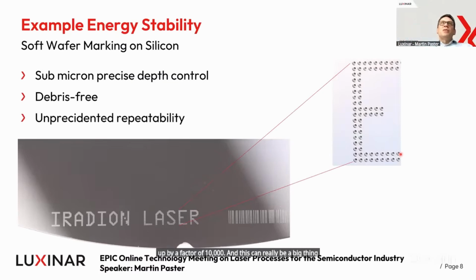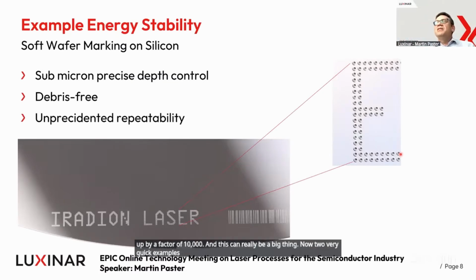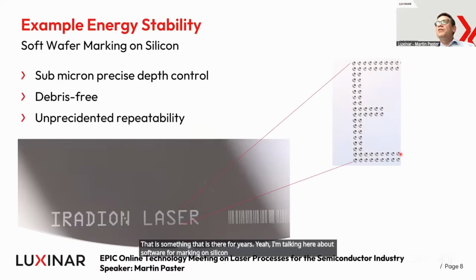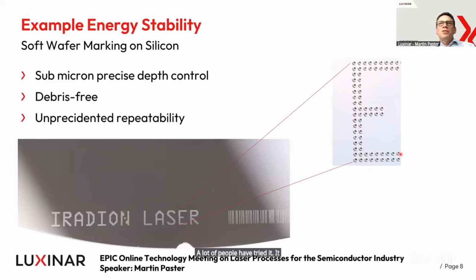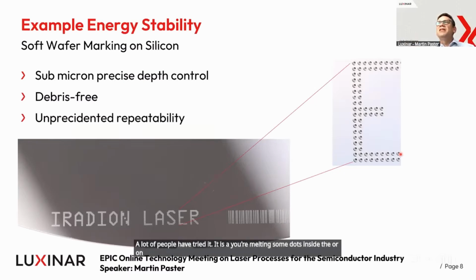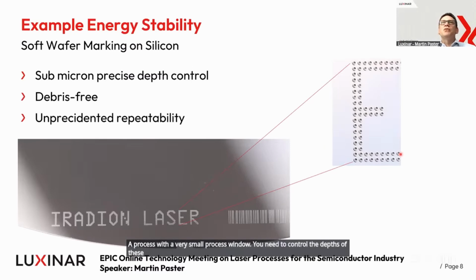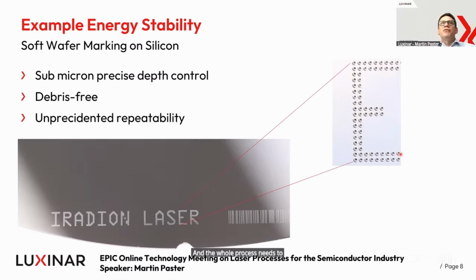Now, 2 very quick examples. This is one example that has been around for years: soft wafer marking on silicon. A lot of people have tried it. You're melting some dots inside or on top of the silicon area. It is a process with a very small process window. You need to control the depth of the dents you're making in the surface to sub-micron precision, and the whole process needs to be completely debris-free.